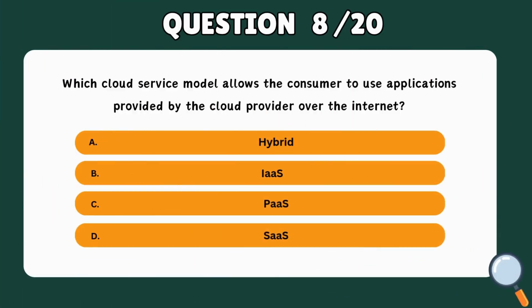Question 8. Which cloud service model allows the consumer to use applications provided by the cloud provider over the Internet? A. Hybrid. B. IaaS. C. PaaS. D. SaaS.